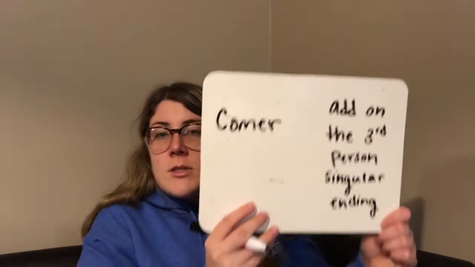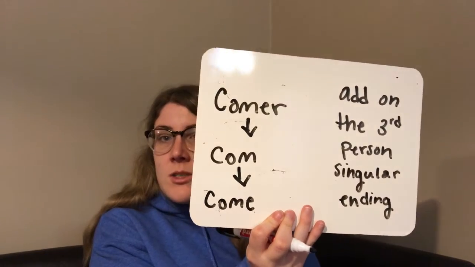Let's try this with an ER verb. We're going to use the verb comer. So, to say eat, you take off the ER. You're left with your stem, COM, and then you add on your third person singular ending, which for an ER verb is the letter E. And you have come, telling someone to do something, come.